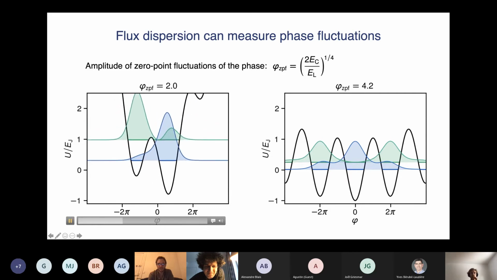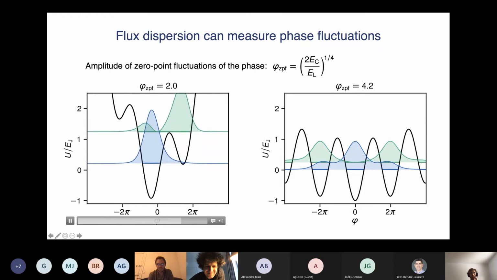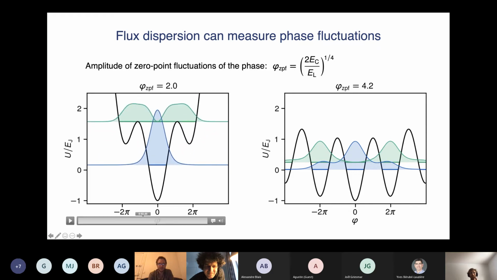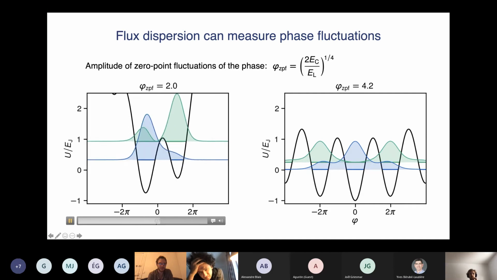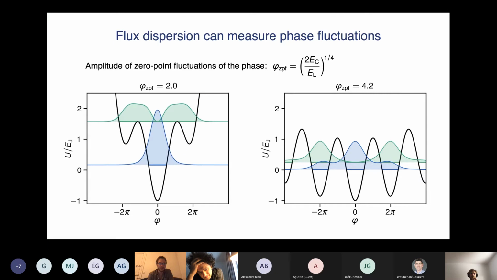And as I change the external flux, it just transitions smoothly to tracking the lowest potential energy well, except at the particular point of pi, where you get a bonding and anti-bonding type configuration. But an important thing is that if you look at the energy levels for the ground and excited state, and specifically the difference, you see that it changes pretty dramatically as a function of flux, which is to say that there's a significant flux dispersion when we have this moderate value of phi ZPF.